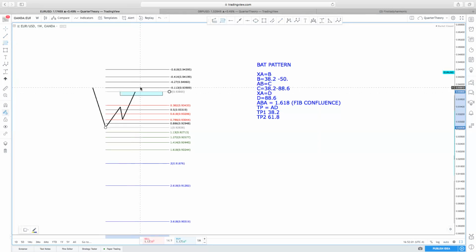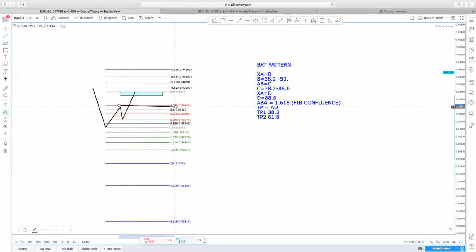Scott Conant uses the extreme price. So if there was a wick, he does use the wick. I know some people that just use the Fibonacci. They stick with the 886. So with that being said, your take profit areas will be the 382.